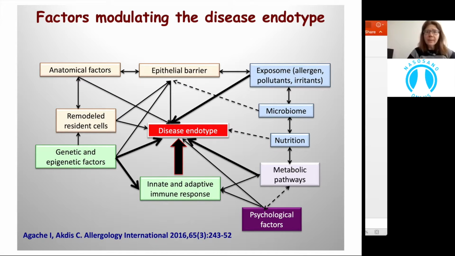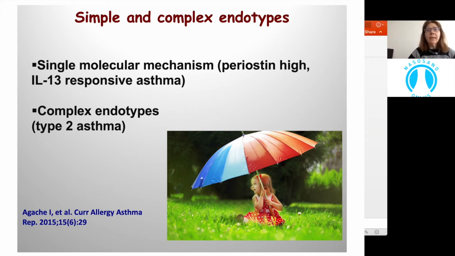And with this, we need to understand that there are 2 types of endotypes in asthma. One is what we call single molecular mechanism, which could be, for example, periostin high asthma, which is responsive to IL-13 targeted intervention. The problem is that usually this does not exist in real life. So this umbrella that I have shown at the very beginning has many slices, and each of these slices is a sub-endotype. So we are talking about a complex endotype, one example being type 2 asthma. So the multiple slices are driven by different pathways in different allergic diseases.